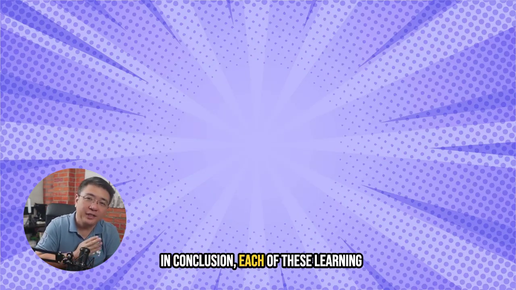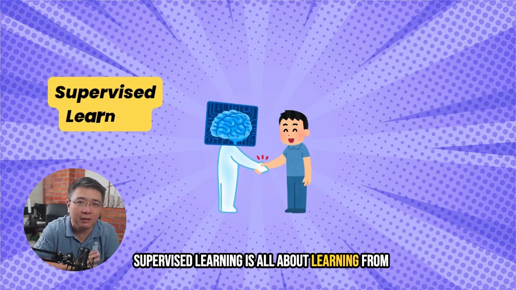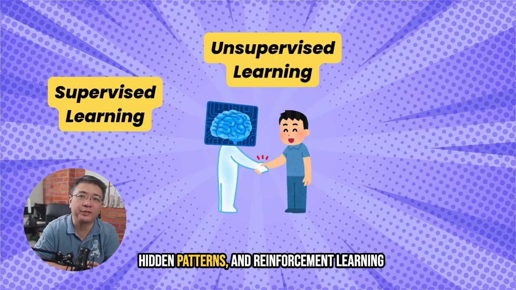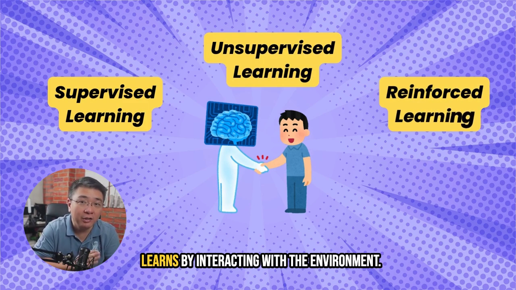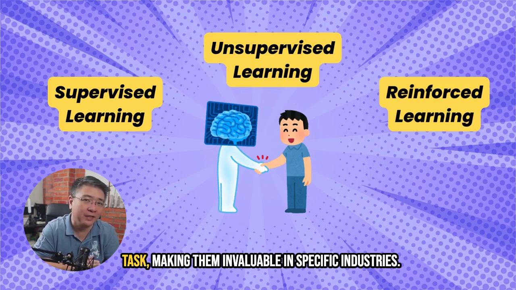In conclusion, each of these learning methods has its strengths and weaknesses. Supervised learning is all about learning from labeled data, unsupervised learning discovers new hidden patterns, and reinforcement learning learns by interacting with the environment. Each approach is uniquely suited for a specific task, making them invaluable in specific industries.